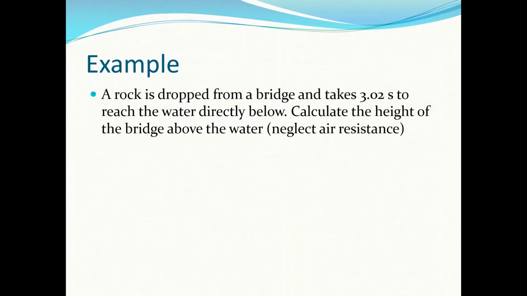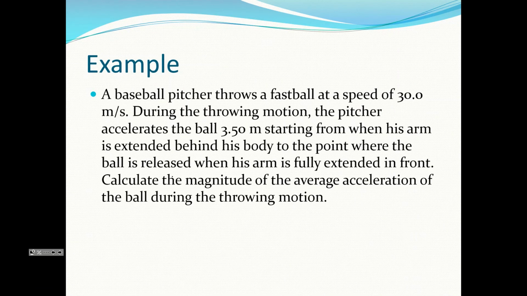Okay, let's try another one. So a baseball pitcher throws a fastball at a speed of 30 meters per second. During the throwing motion, the pitcher accelerates the ball 3.5 meters, starting from when his arm is extended behind his body to a point where the ball is released when his arm is fully extended in front. Calculate the magnitude of the average acceleration of the ball during the throwing motion.